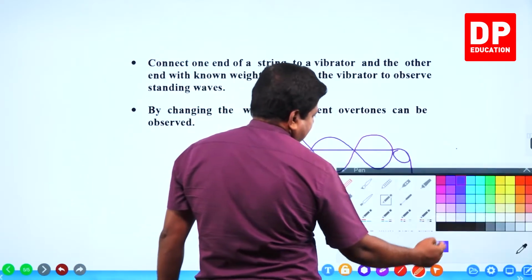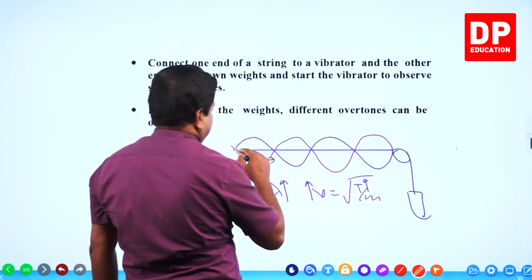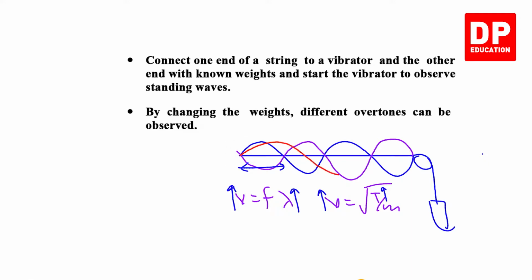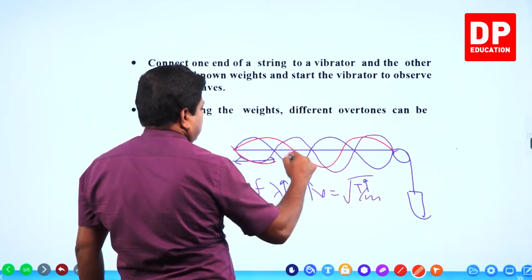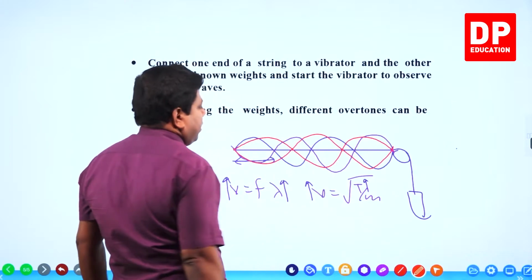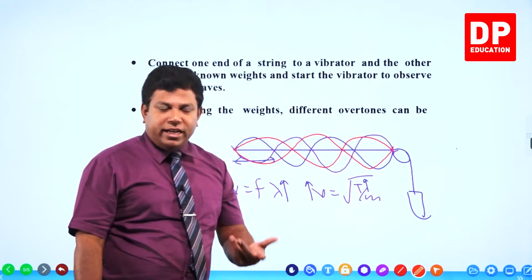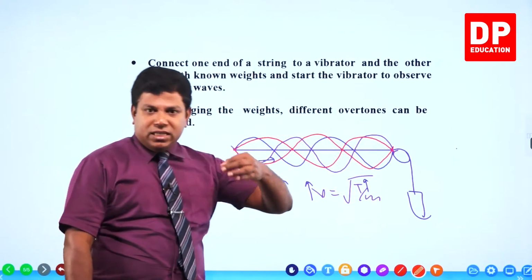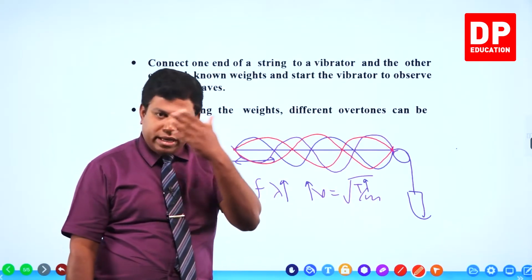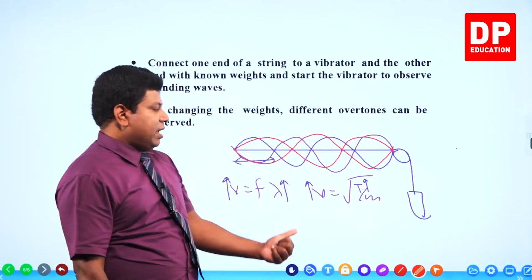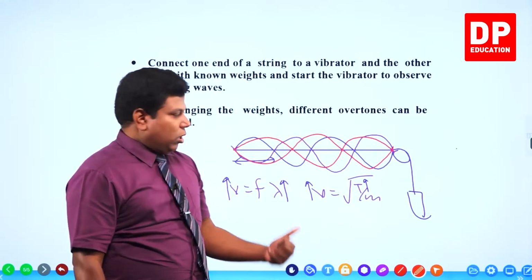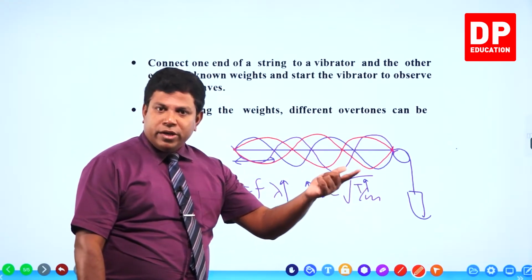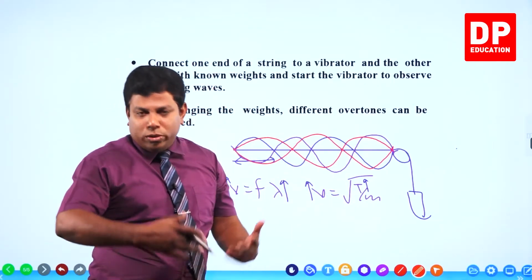You will see something like this. See, like this. Only 3 notes. Understand? Why? When tension increases, velocity increases. And because the velocity increases, and the vibrator's frequency you did not change, so same frequency, V increases means lambda has to increase. So now you see only 3 notes. You keep increasing the tension, you will see 2 notes.